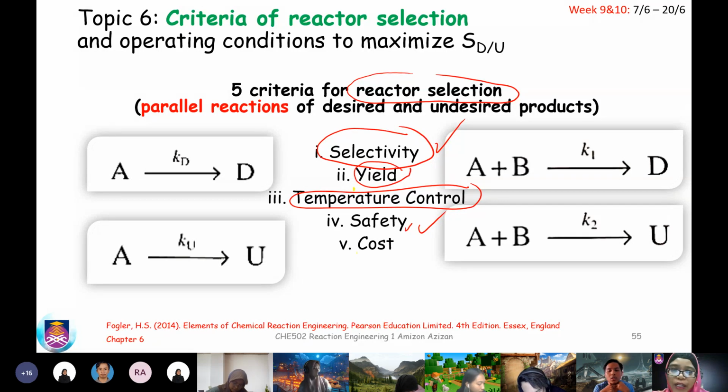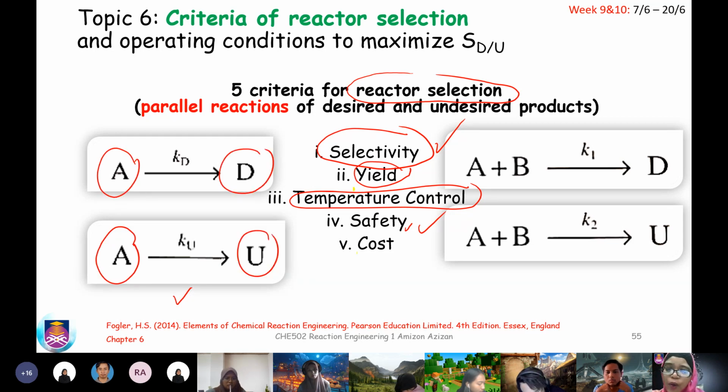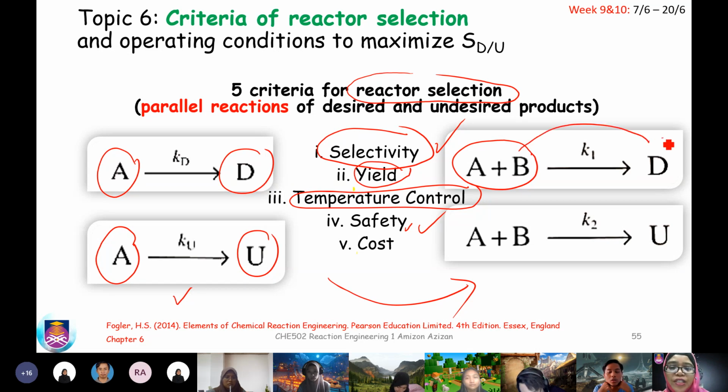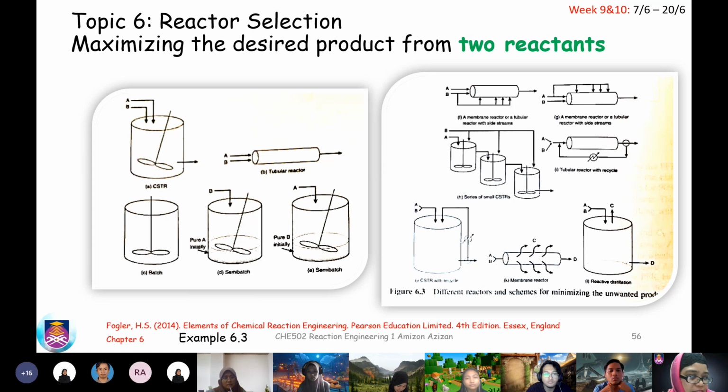So on this slide, you could see that we have covered, on the left-hand side, one reactant producing either the D or the U. Now we're going to proceed to the next condition, which is, rather than having one reactant, 2 reactants producing the desired and also the undesired products. All right, so we're going to go to the next slide. Maximizing the desired product from 2 reactants.